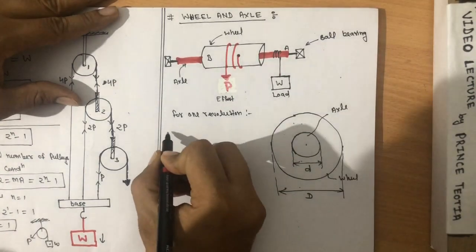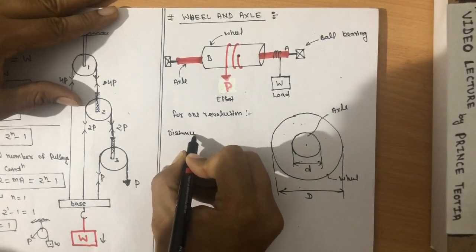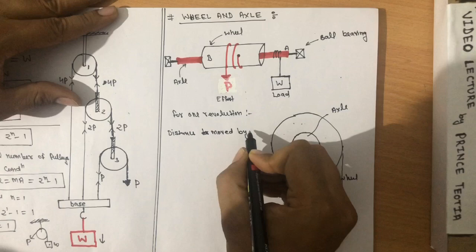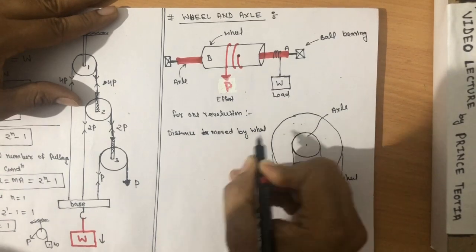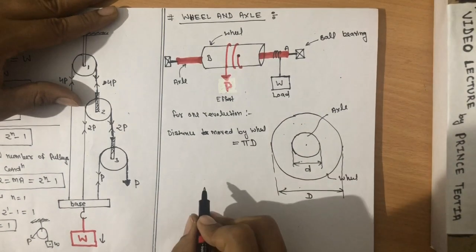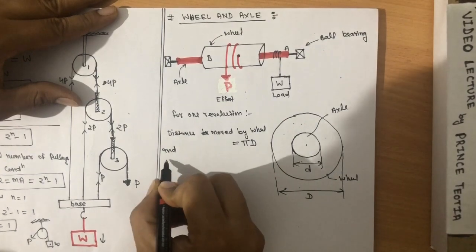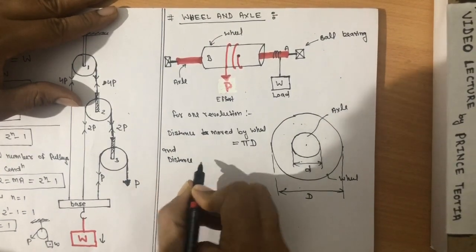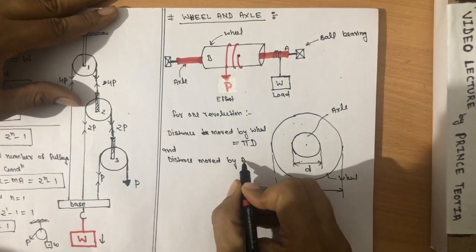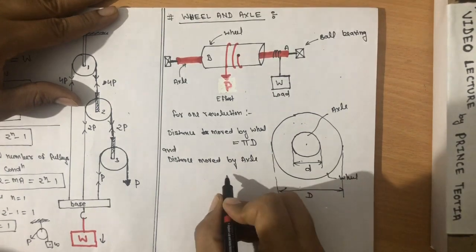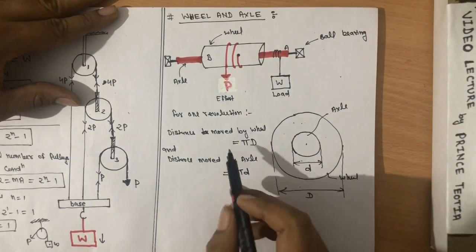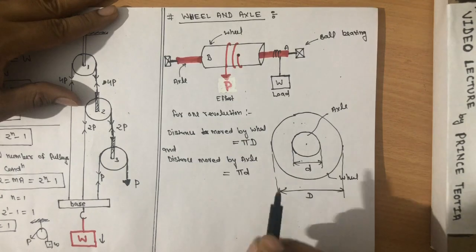For one revolution, the distance moved by the wheel will be pi into D, and the distance moved by the axle will be pi into small d. This is the distance moved for one revolution.